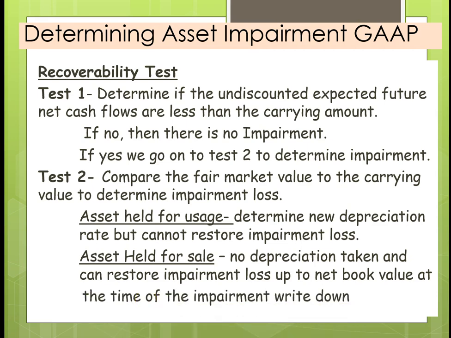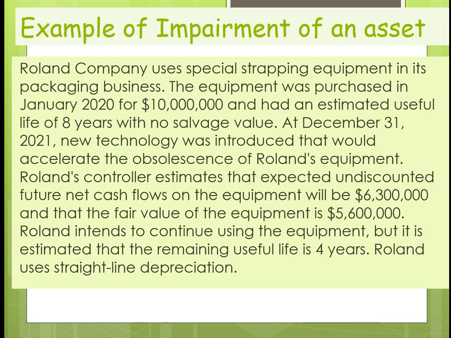So now let's take a look at a problem. Ronald Company uses special equipment. The equipment was purchased in 2020 for $10 million, had an estimated life of 8 years, no salvage value. At 2021, new technology was introduced, and it accelerated the obsolescence of this equipment. The controller estimates that the undiscounted future cash flows are $6.3 million, and the fair value is $5.6 million. They intend to continue using the equipment, but they're saying it only has a useful life of 4 years left, and they use straight line.